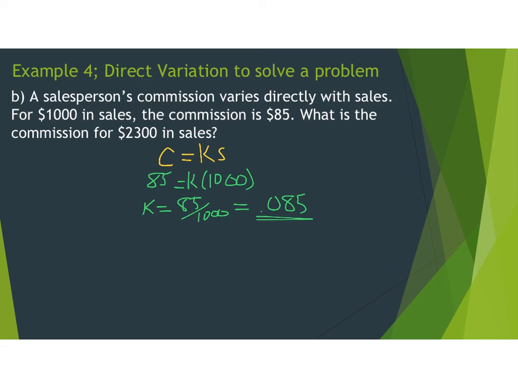Okay, and then we're going to plug it in to find the commission for $2,300 in sales. So commission equals 0.085 times 2,300. And then you type that in your calculator, and the commission is $195.50.